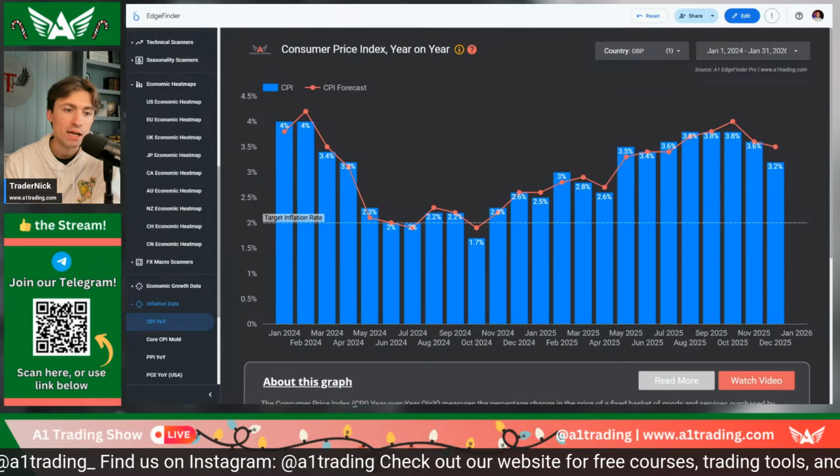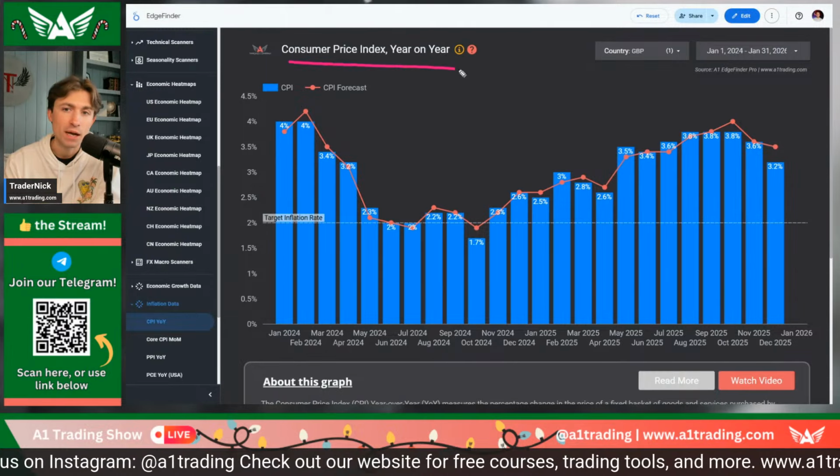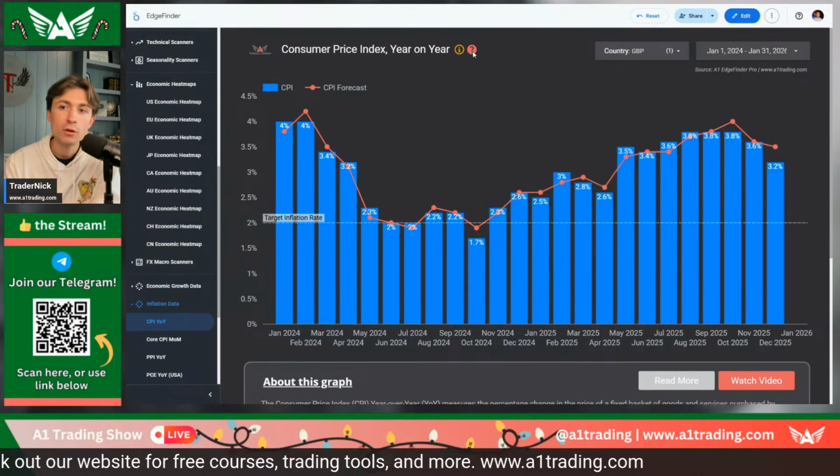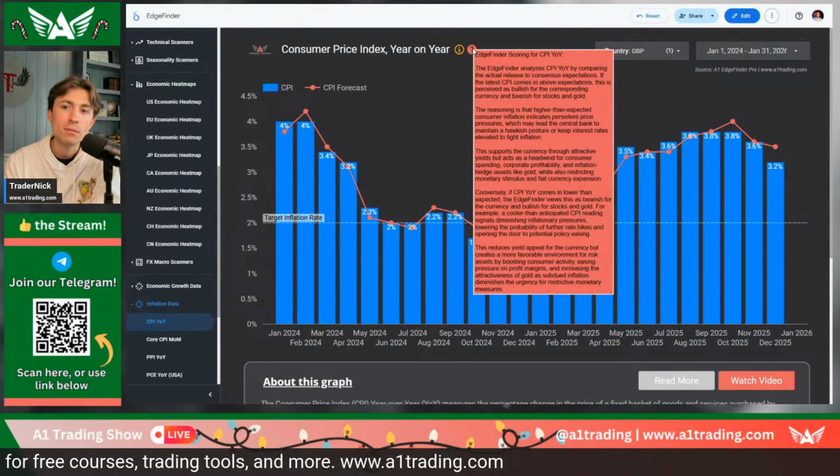Look at the UK. By the way, I cleaned up this CPI chart. I think it looks a little bit better. And also, if you have Edgefinder, hover over your little question mark here. You can read about how Edgefinder is scoring CPI.